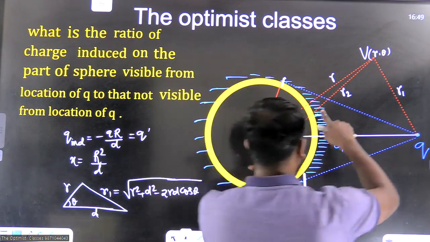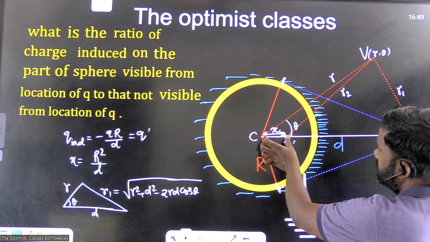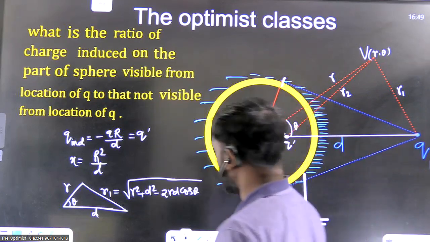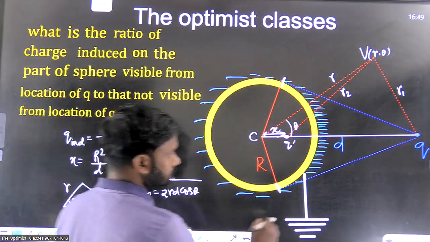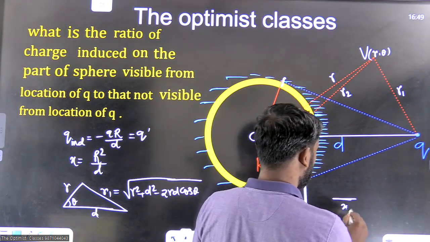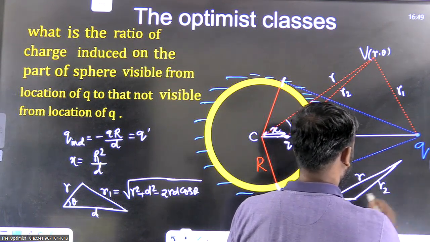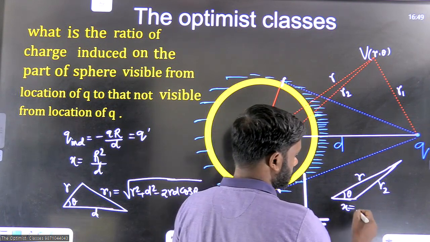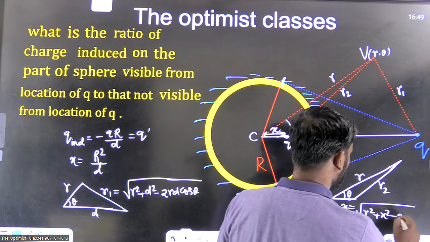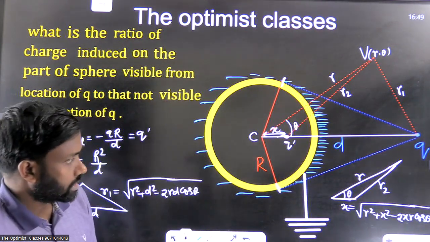Similarly, we can calculate R2 in this small triangle. This side is X. Using a similar concept, you can calculate R2. The triangle is something like this: there is a small side X, this side is R, and this side is R2. This angle is theta. So we can calculate R2 using the cosine formula. This will come out to be the square root of R square plus X square minus 2X R cos theta.